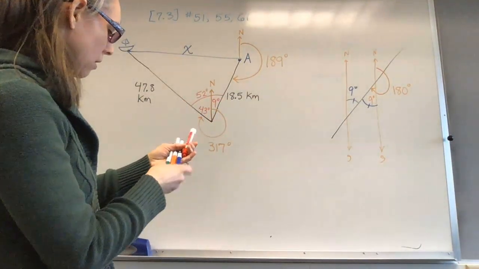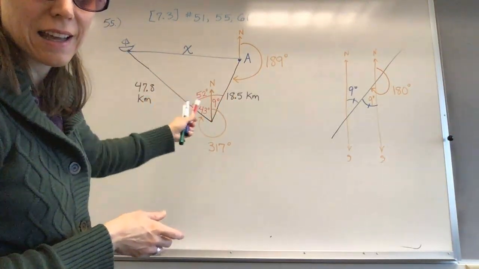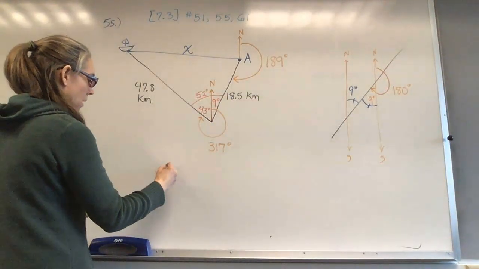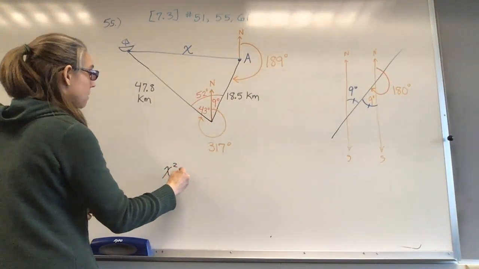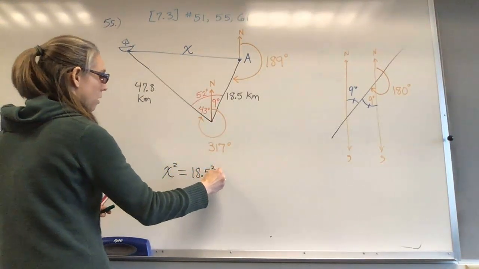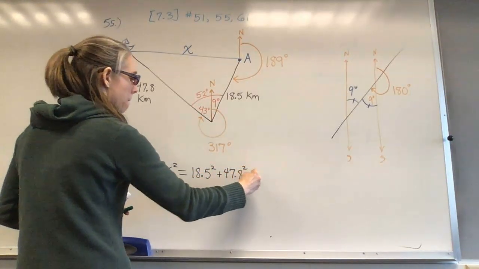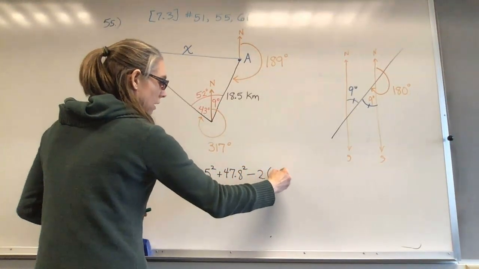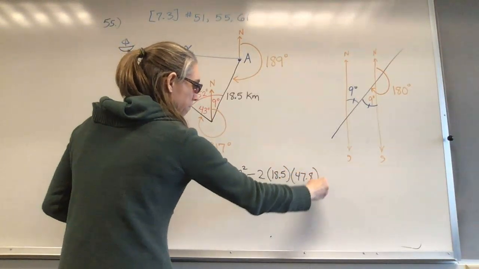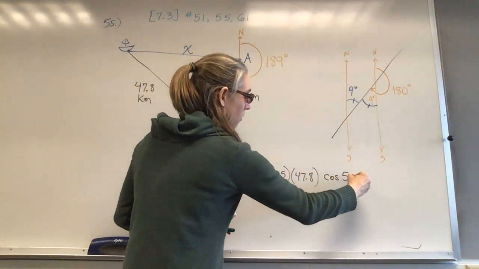So now we're going to use law of cosines because we have side, angle, side. So the work I would show would be this. X squared is equal to 18.5 squared plus 47.8 squared minus 2 times 18.5 times 47.8 times the cosine of 52 degrees.